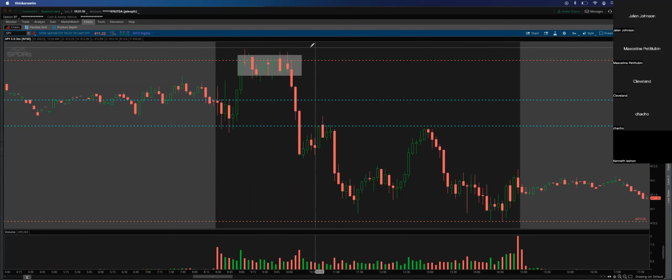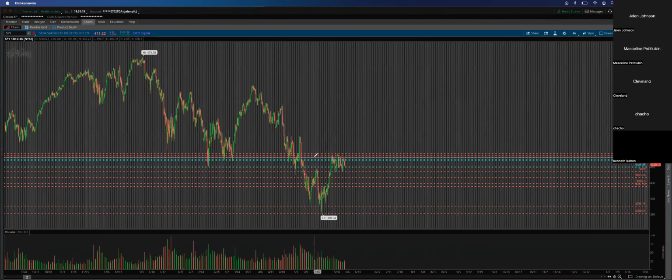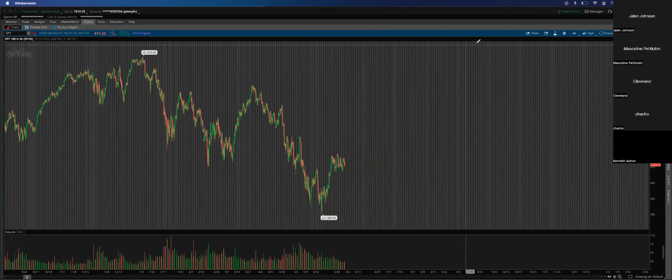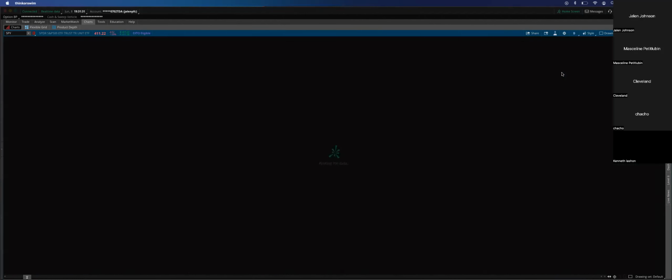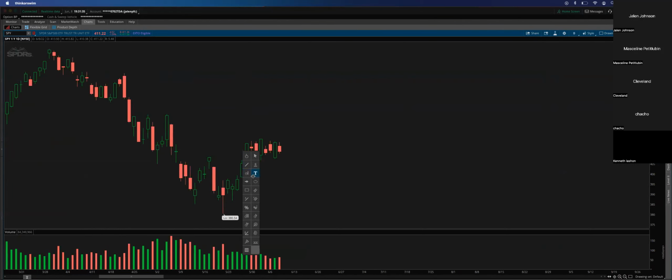So let's go to the bigger picture on SPY. If the market's been hard for you this week, let's go to SPY on a bigger time frame and see what's been going on. All right, look, check this out. Here we go, right here. What is that, guys? What is this?